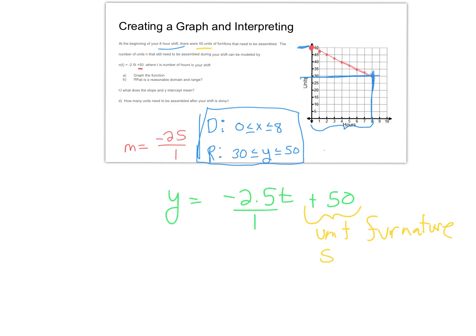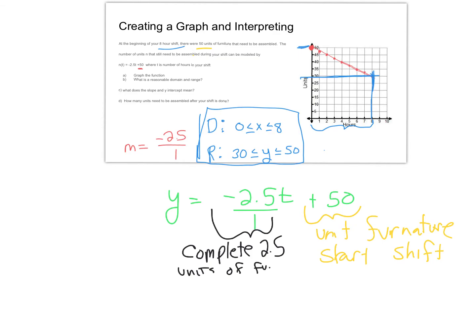When I started my shift, 50 is the number of units we had when we started. Now the slope, again, realize what that means. Negative 2.5 to 1 says we complete 2.5 units of furniture every 1 hour.